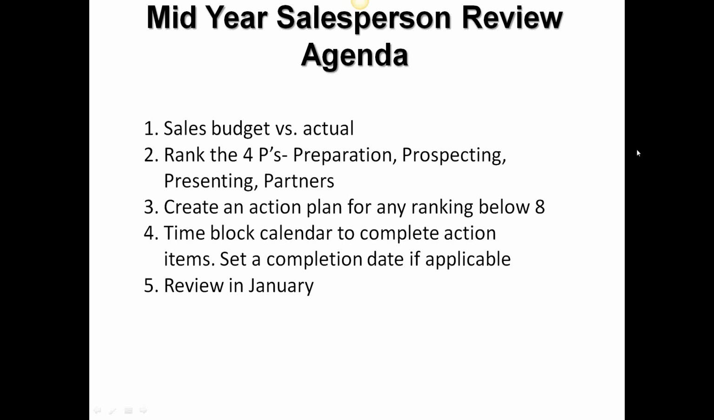And then we'll look at what we call the 4 Ps for salespeople. So we have preparation, prospecting, presenting, and partners. We'll take a look at those and how you can do a grading review of that, and then figure out, okay, where you need help in those areas. Creating an action plan for any ranking below 8. And then looking at time blocking on your calendar to complete action items. And then we set a completion date if applicable.